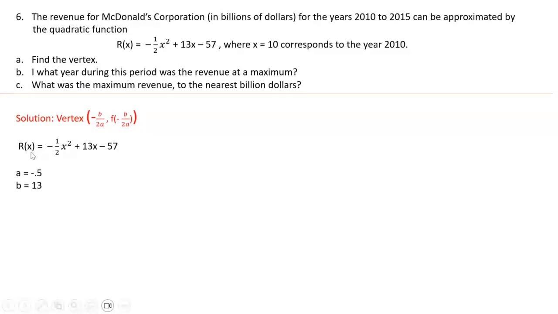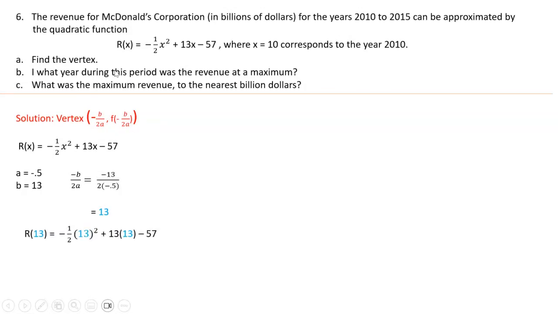So my A will be negative 1/2 or negative 0.5, and my B will be 13. There's my formula, negative B over 2A equals negative 13, because that's my B, over 2 times negative 0.5, because A is negative 0.5. It will give us 13.